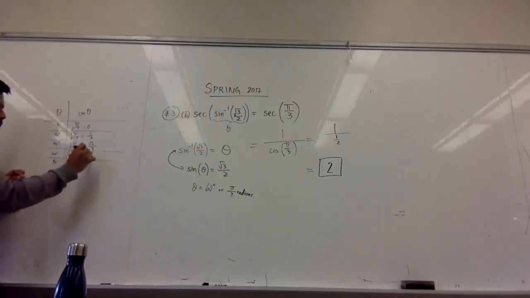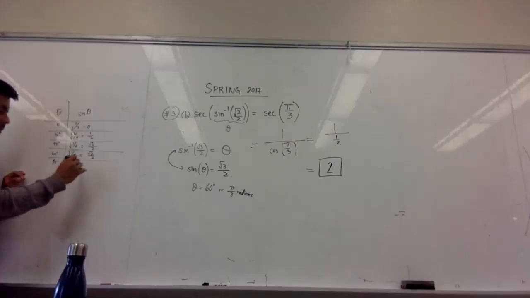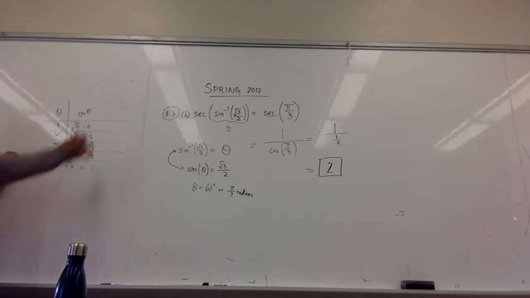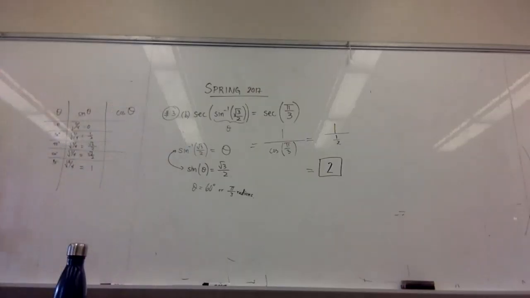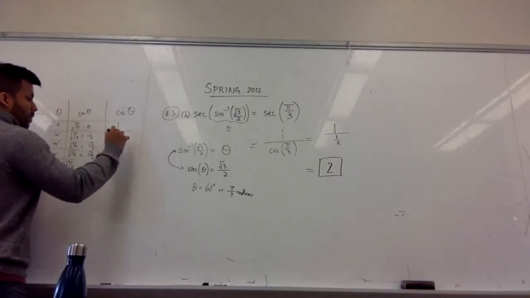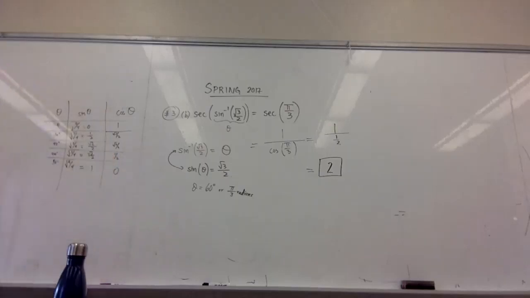What's the square root of 3 over 4? Square root of 3 over 2. Square root of 4 over 4 is 1. This only works for sine. But then there's another trick, right? Remember sine and cosine, aren't they kind of related? So these here go this way, and cosine will go in the reverse order: 1, radical 3 over 2, radical 2 over 2, 1/2, 0.